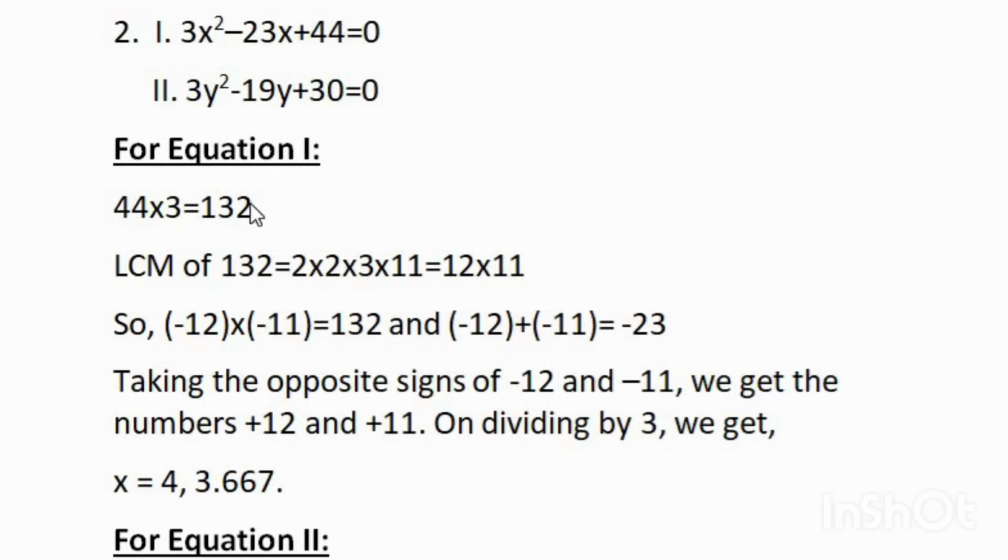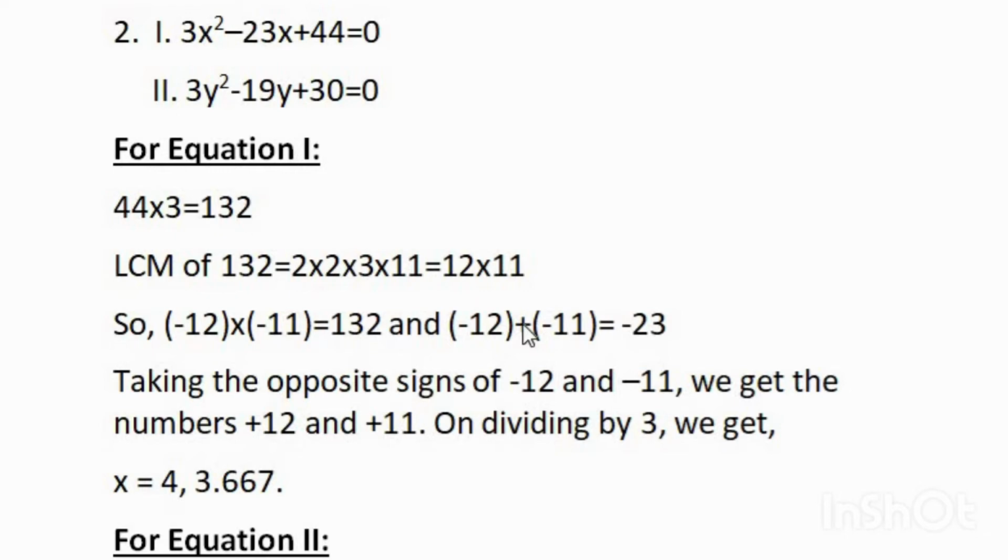The answer is 132. Next, take the LCM of 132, so that we will get 2 into 2 into 3 into 11, which can be written as 12 into 11, because when you add minus 12 and minus 11, that is minus 12 plus minus 11, you will get the middle term minus 23. Okay, and when you multiply these two numbers, that is minus 12 into minus 11, you will get the answer plus 132. That is obtained in step number 1.